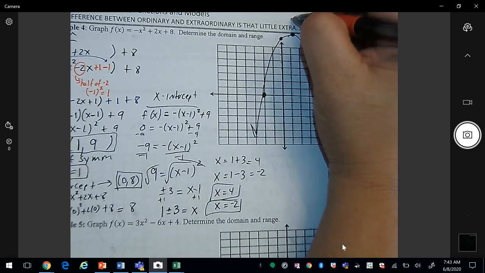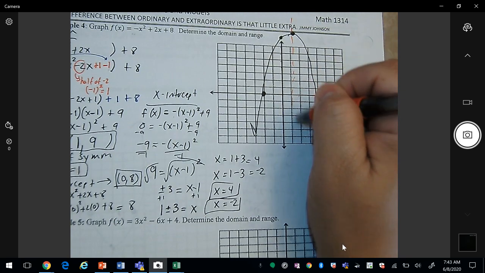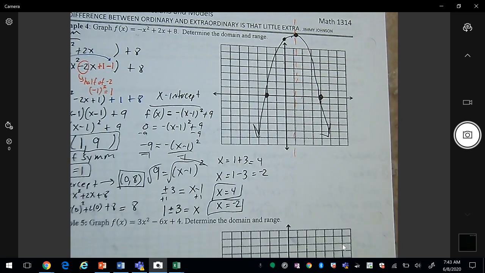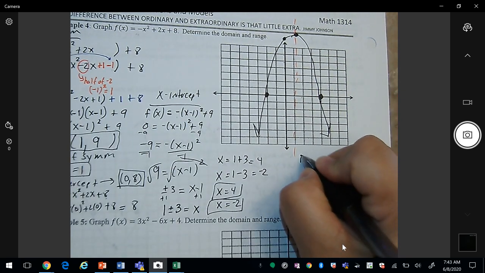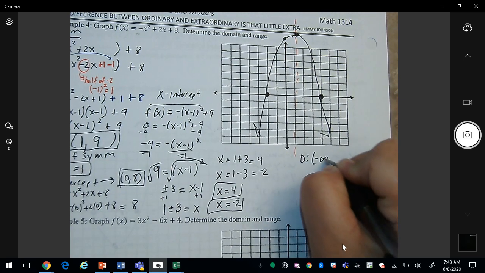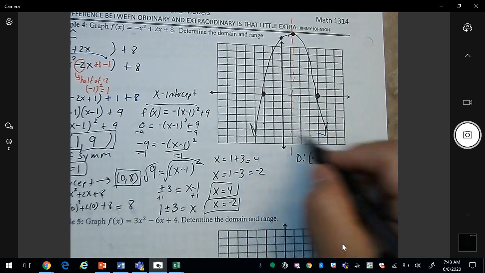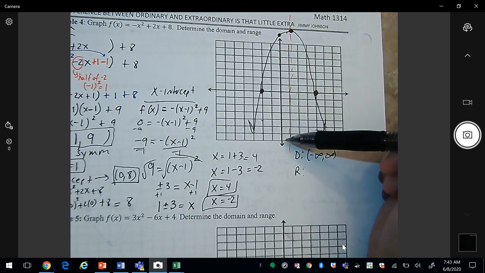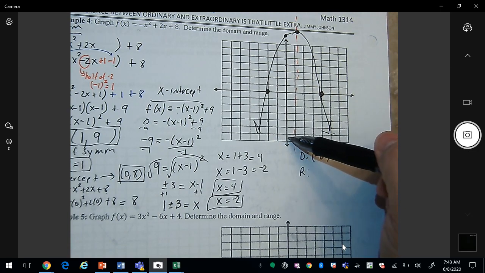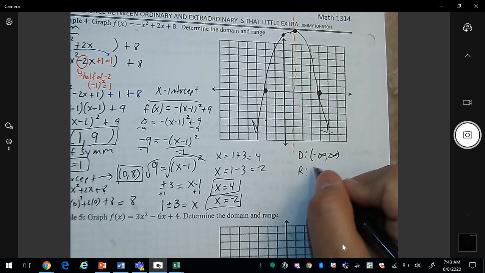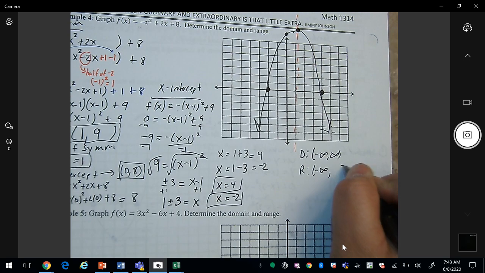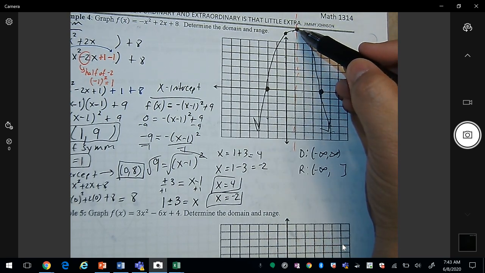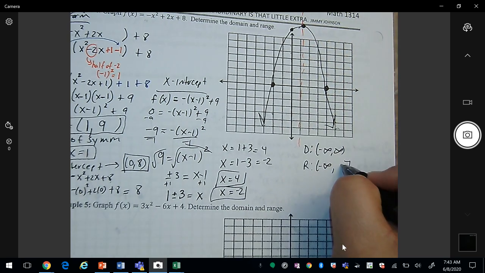And the axis of symmetry is this line here. Okay, the domain is all real numbers since we're using all the x's. And then the range, the lowest value we're using is negative infinity down here, and it goes up to the highest point for y, which is going to be 9.